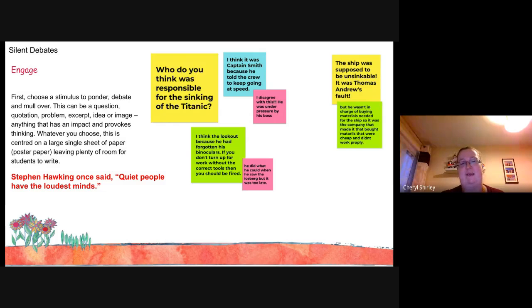So you can see here that the blue post-it note says, well, I think it was Captain Smith, but somebody said that they disagree. I think it was the lookout because he'd forgotten his binoculars. And then someone had said, but he did what he could. And they've bounced off of one another's ideas.